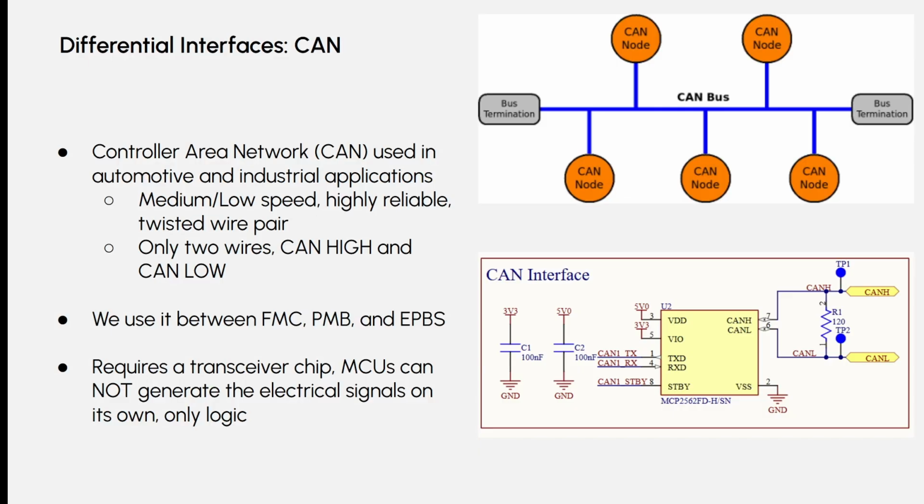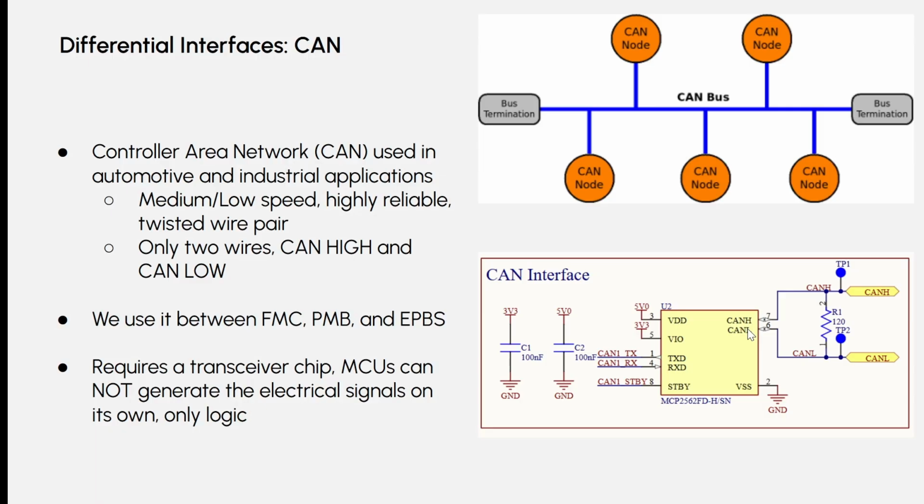So in our rocket, between the flight management computer, power management board, and all the peripheral boards, we use CAN, Controller Area Network. It's an automotive standard. It's used in some industrial applications. It's actually only 2 wires, which is very convenient. And it is a differential signaling protocol.